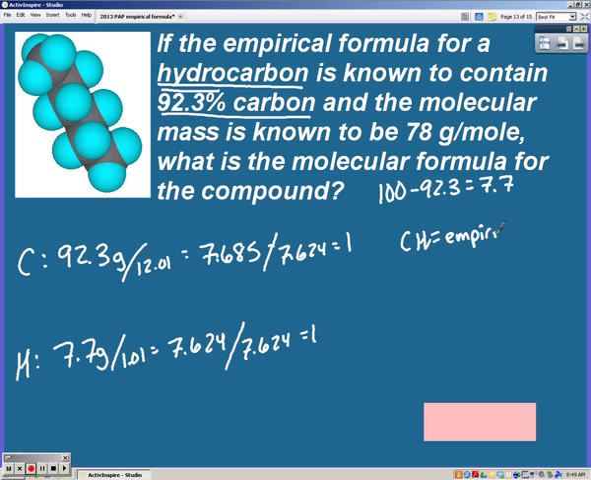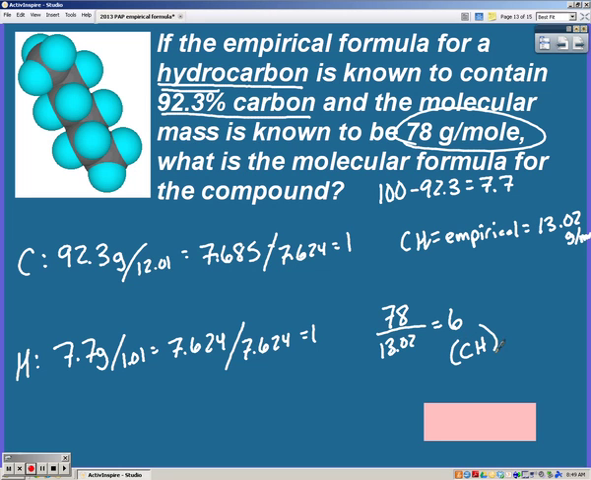That's our empirical. So we need to find our empirical's molar mass. So adding up carbon and hydrogen, you get 13.01 or 13.02 grams per mole. Now we're going to use that 78. 78 over the empirical gives you 6. So I need to multiply that empirical by 6, giving you C6H6.